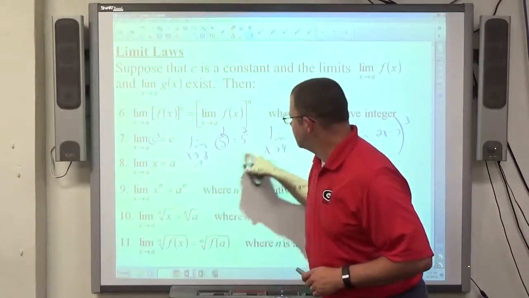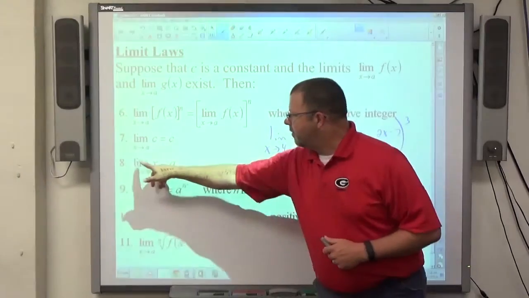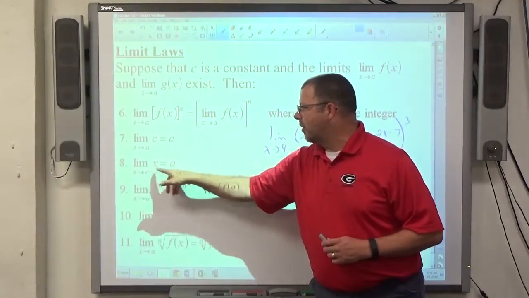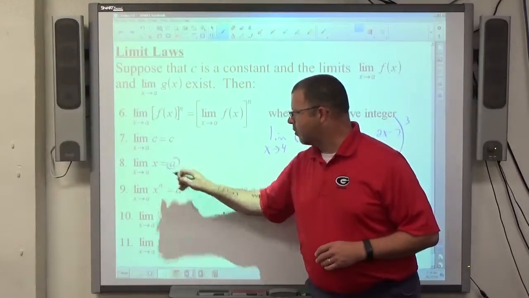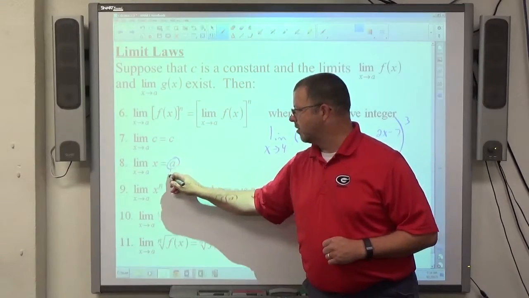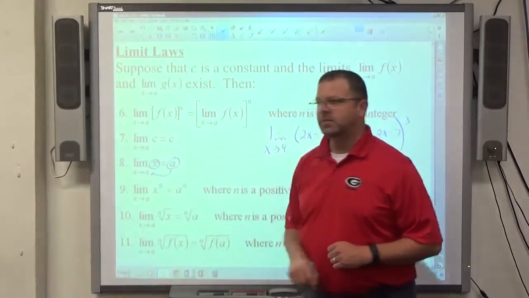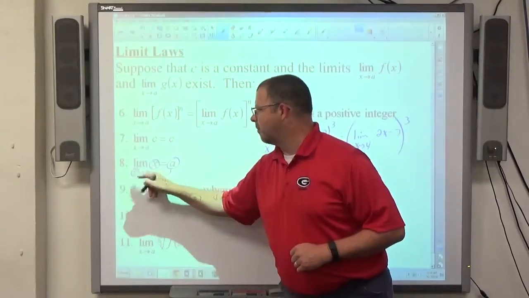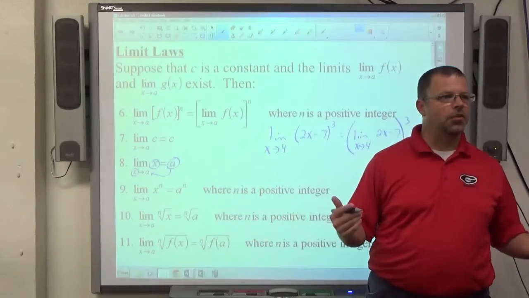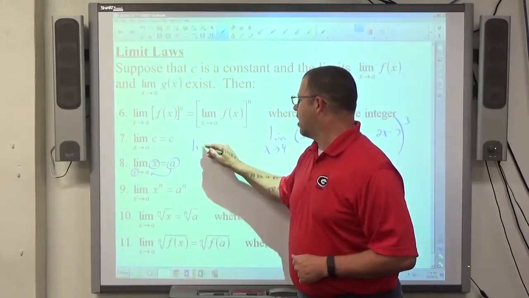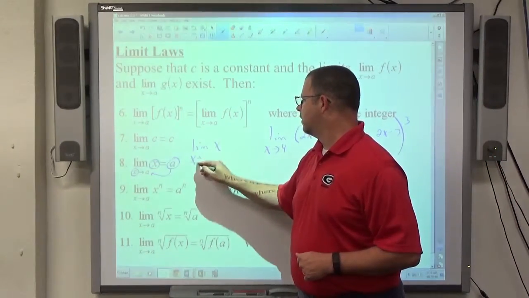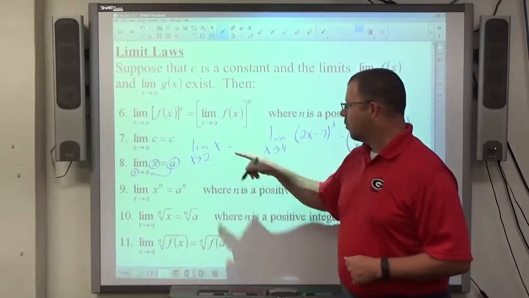Number 8. This says if you have the limit of x as x is approaching a, the answer is a. A matches what? A matches that number right there, right? So if we have an x here, and x is approaching some number, the answer is whatever that number is. So in other words, limit of x. Renee, pick a number. 2. We have the limit of x.